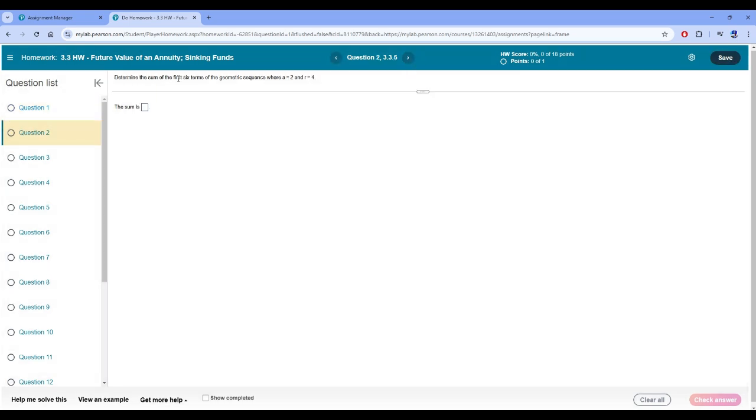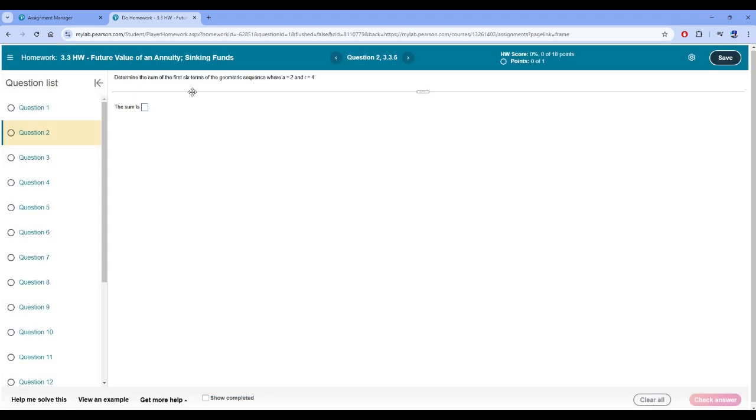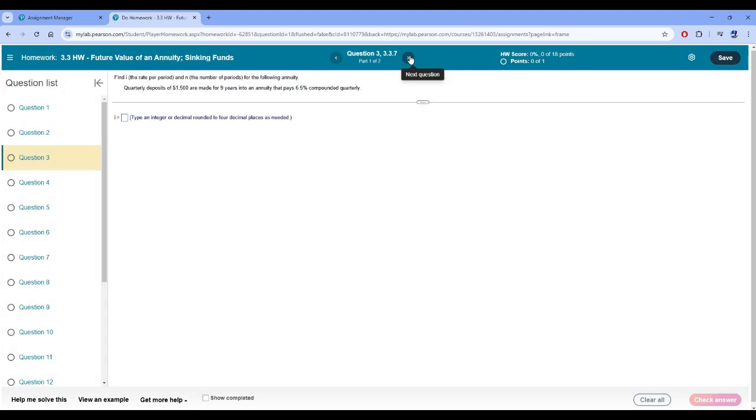Determine the sum of the first 6 terms of the geometric sequence where a is equal to 2 and r is equal to 4. Again, the same exact formula. Plug it in. Everything was given to us. We're looking for the first 6 terms. Cool. Moving on. Determine i, the rate per period, and n, the number of periods for the following annuity. Quarterly deposits are made for 9 years into an annuity.